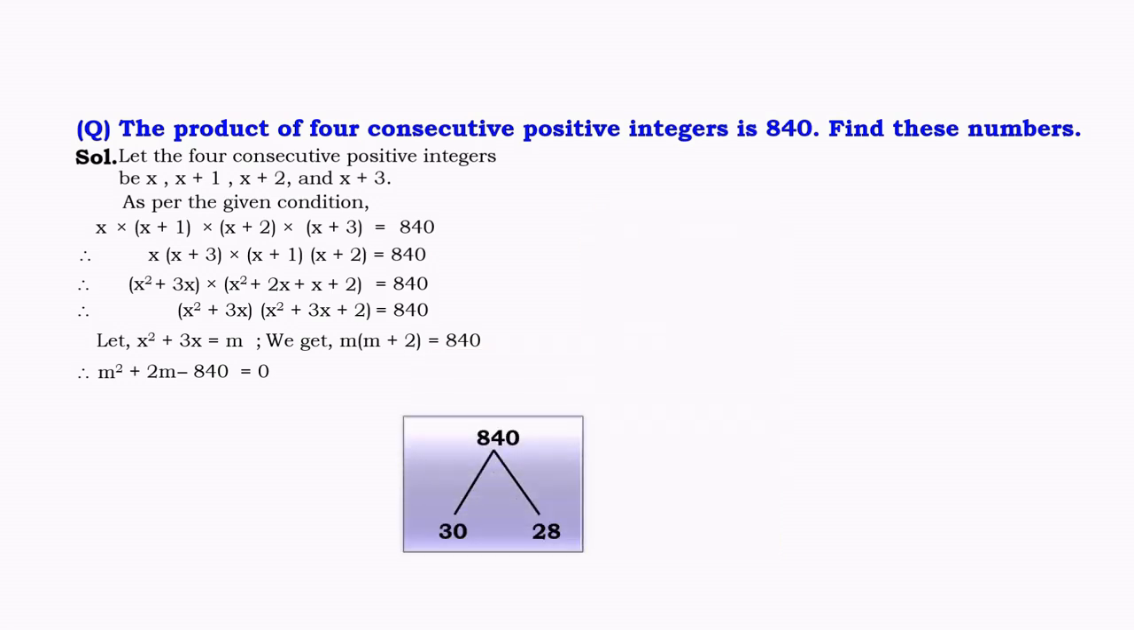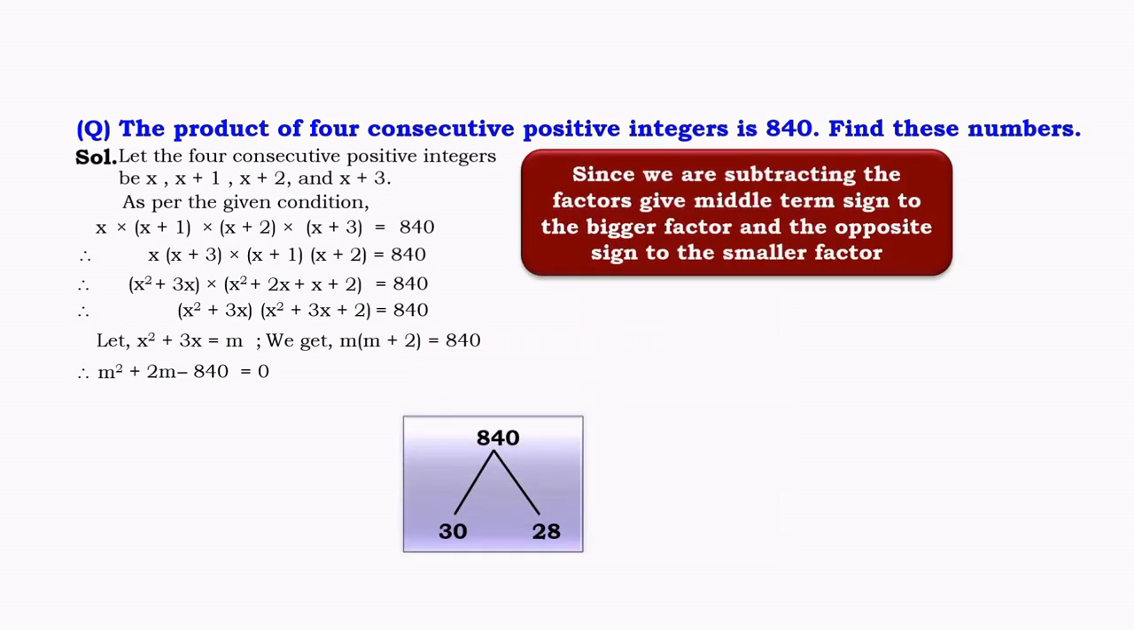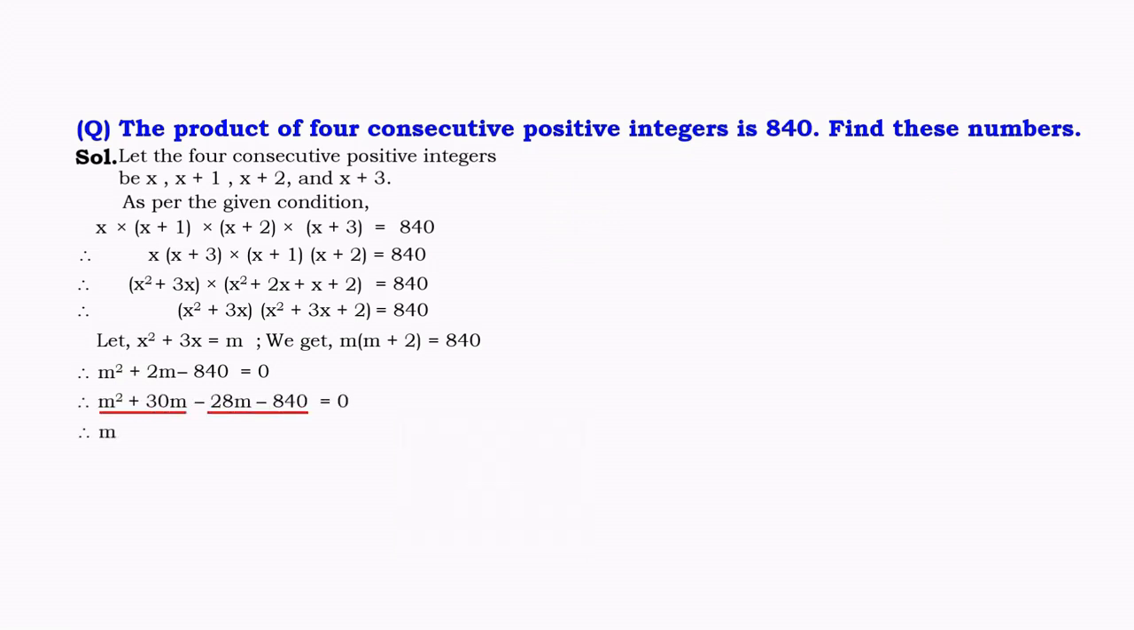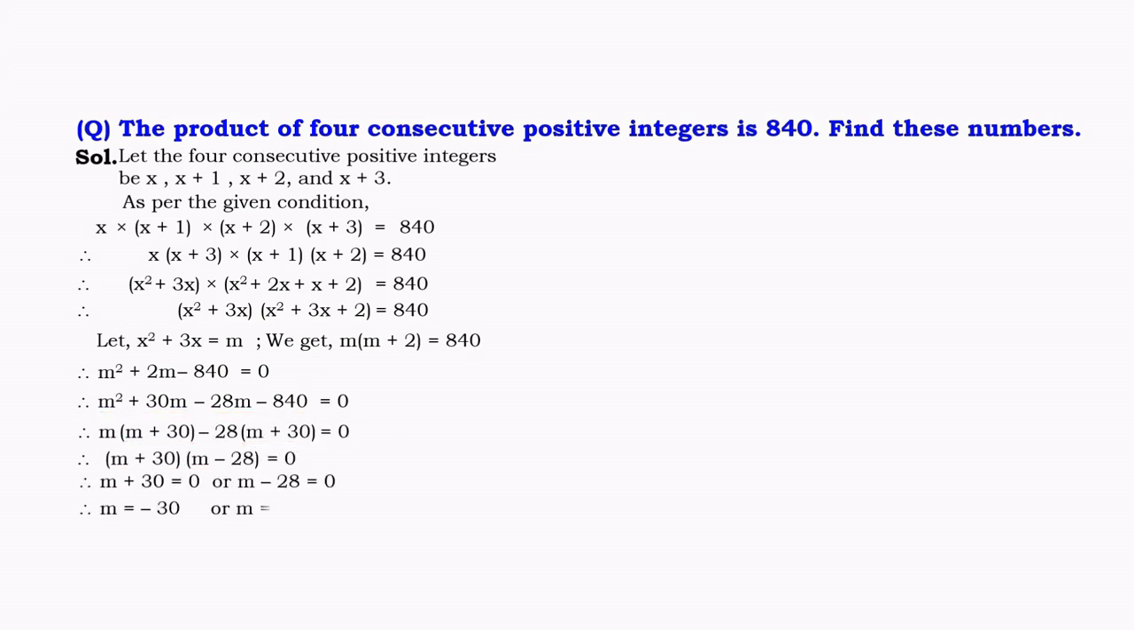Since we are subtracting the factors, we give the positive sign to the bigger factor and the negative sign to the smaller factor. Splitting the middle term and factorizing, we get m plus 30 multiplied by m minus 28 equals 0. Therefore, m equals minus 30 or m equals 28. Now we substitute these values back into m equals x squared plus 3x. First, let us consider m equals minus 30.